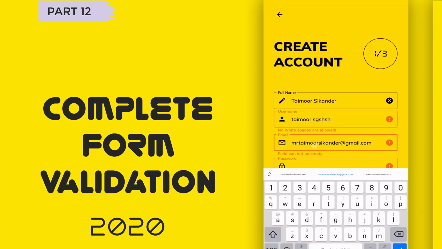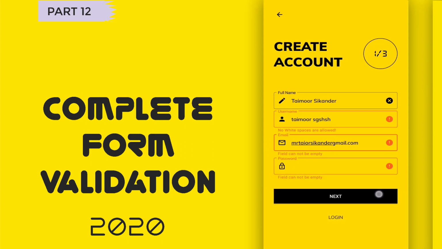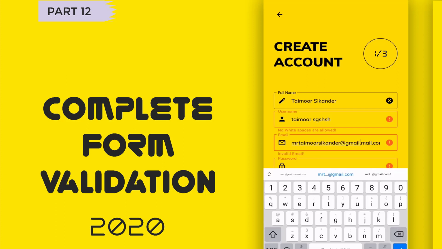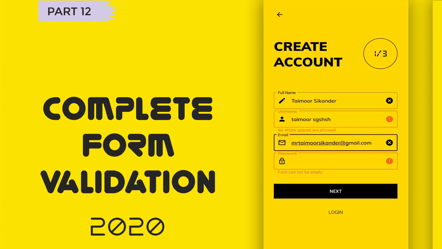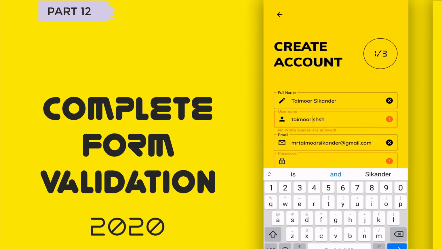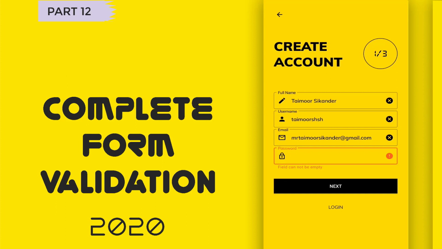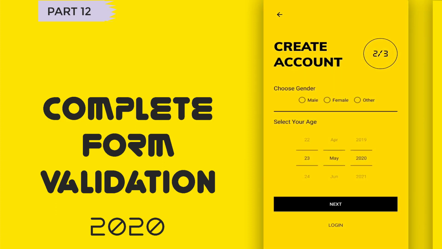Then we have email validation. Let's say we are not going to add @ and click next, which is showing invalid email. We need to define a proper email. Click next. Then again remove the white spaces as well, and then in the password field, currently you can see it is saying the field cannot be empty, and after adding some password we are inside this second screen of the sign up.